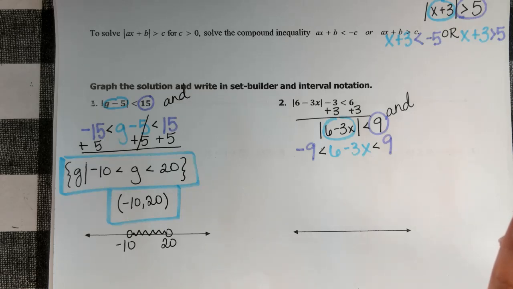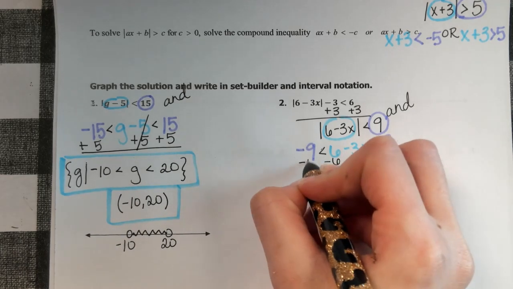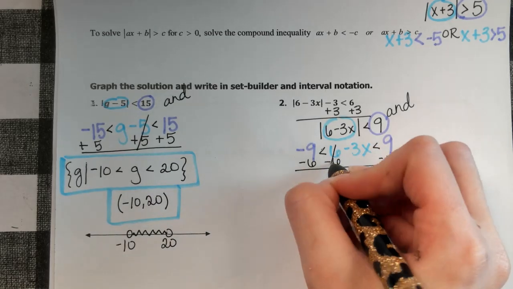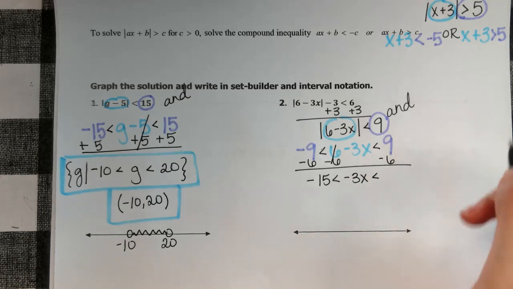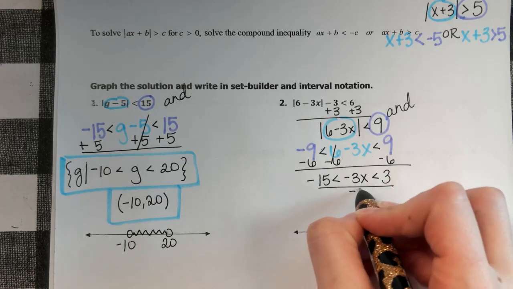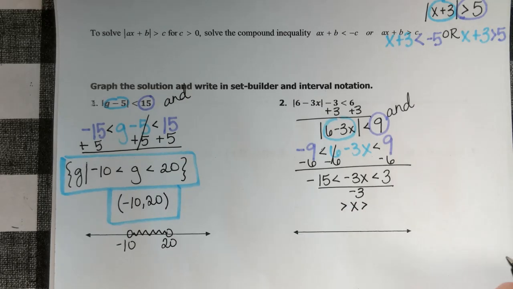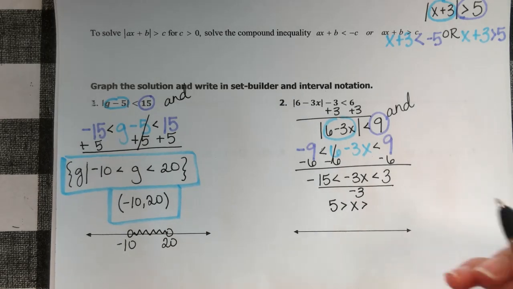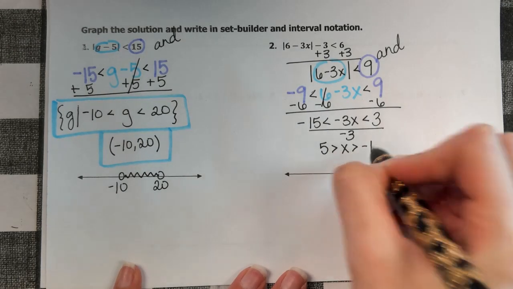Okay. Now, how do I solve for my x? I want to get rid of that 6 first. So negative 15 is less than negative 3x, less than 9 minus 6, which is 3. Then what do I do? Divide by negative 3, and when I divide by negative 3, that's when it flips. I flip my inequality symbols. Negative 15 divided by negative 3 gives me a positive 5. And then a positive 3 divided by negative 3 is a negative 1.